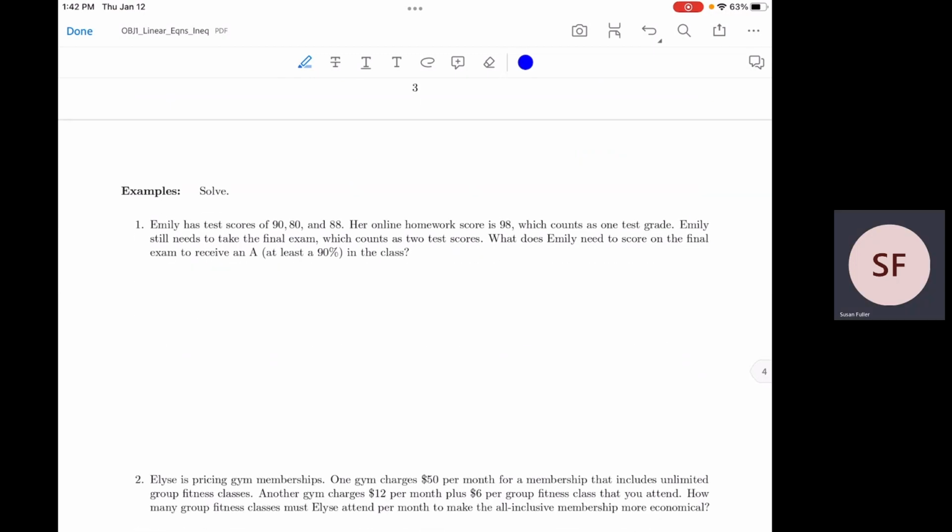Okay, so number one, Emily has test scores of 90, 80, and 88. Her online homework score is 98, which counts as one test grade. Emily still needs to take the final exam, which counts as two test scores. What does Emily need to score on the final exam to receive an A, which is at least a 90% in the class?